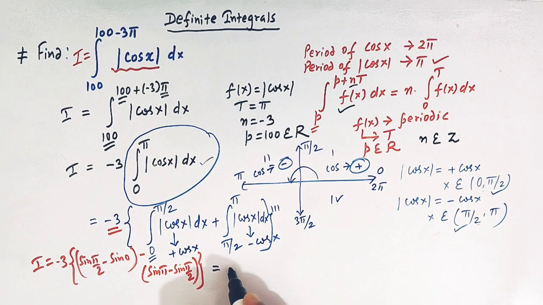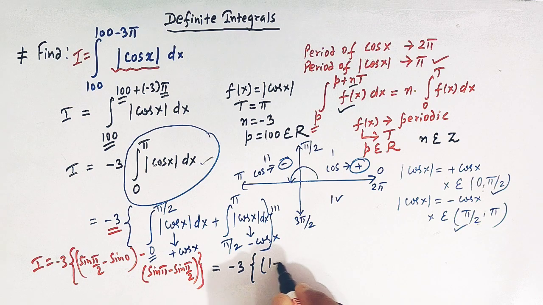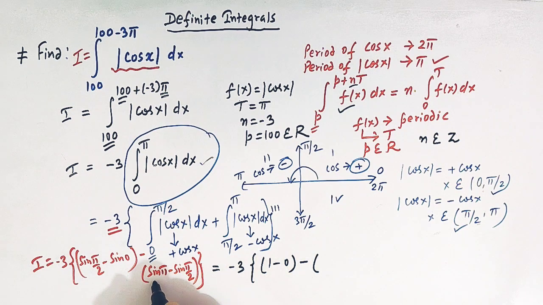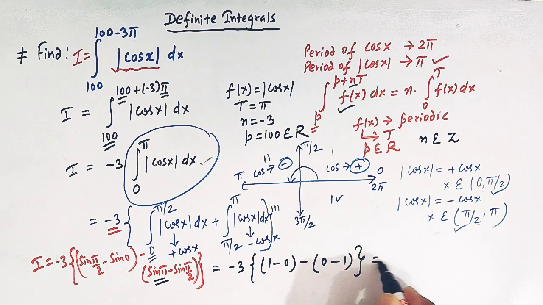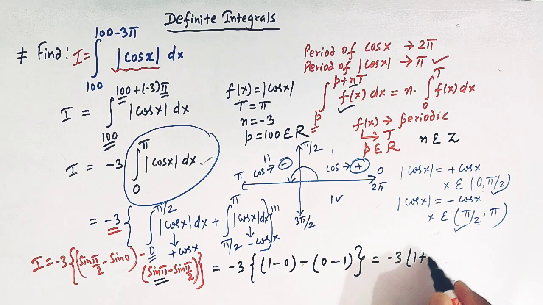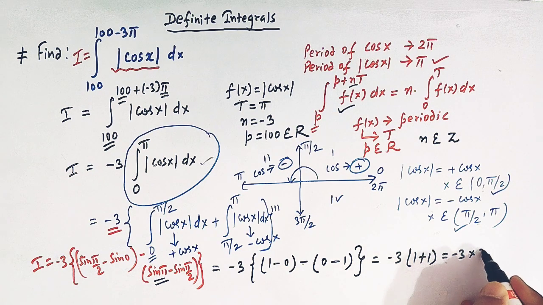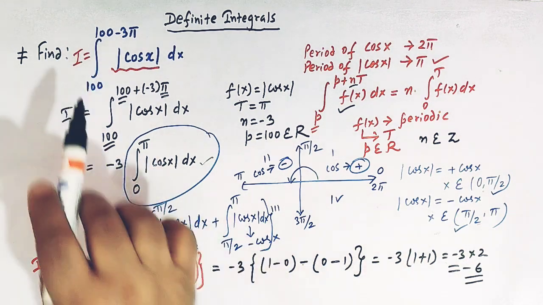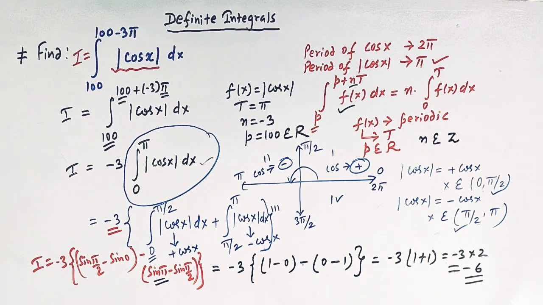Now we can write minus 3, and sine pi by 2 is 1, and sine 0 is 0, so we have minus 0. Here we have sine pi, that is 0, and sine pi by 2 is 1. So this is minus 3 times 1, and minus and minus becomes plus, so we have 1 plus 1. So this is minus 3 times 2, that is minus 6. So the value of this integral is equal to minus 6.